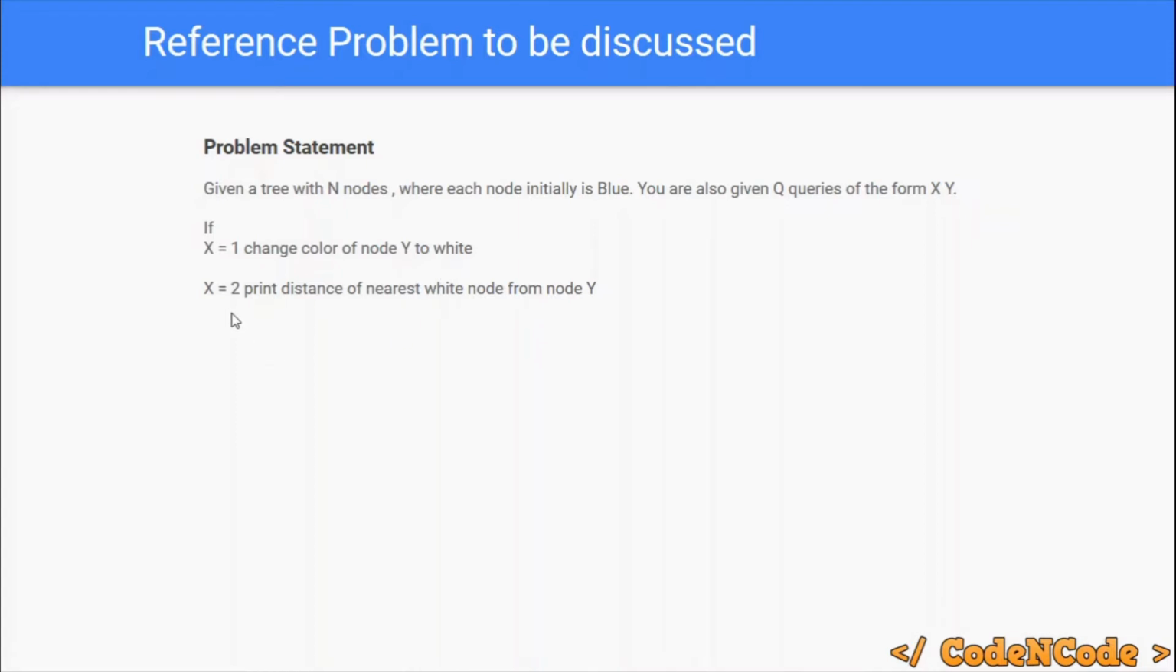For x equal to 2, that is the second type of query, print the distance between the nearest white node from node y. So you will be given node y, and you have to print the minimum distance from y to any white node, and this is the problem. The expected complexity is log n for each update and query, basically for type 1 and type 2 queries.